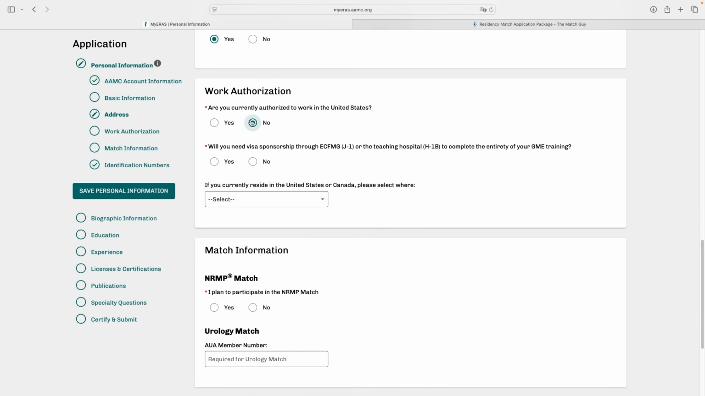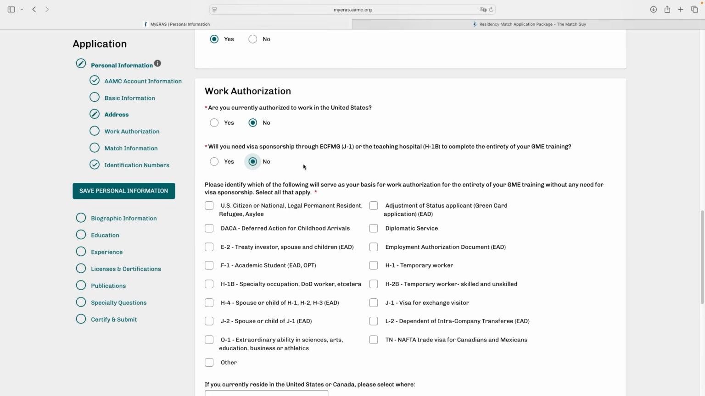But if you answer no, it will ask you, will you need visa sponsorship through ECFMG or J1 or the teaching hospital H1B to complete the rest of your GME training? Because now you might not have work authorization to work in the US, but by the time of residency start, you might. Let's say you started the green card application and you know for sure by June of next year you will have a green card. If you won't need a visa sponsorship from the program, you will have your own visa sponsorship. You can click no, and you need to tell them again on which basis you'll be able to complete the rest of your GME training. Will you have a green card, citizenship, etc.?